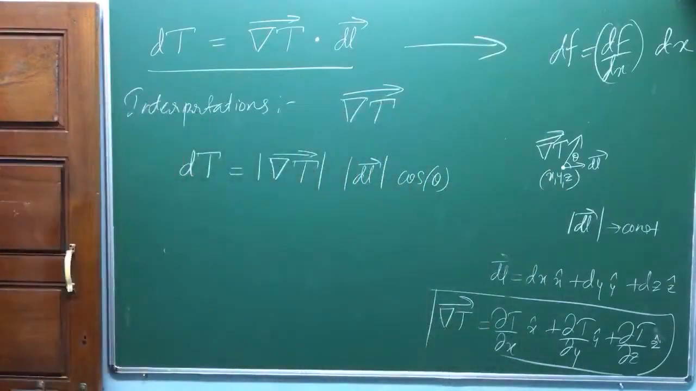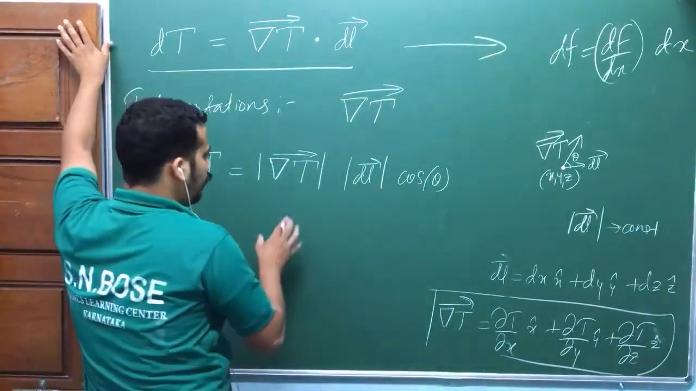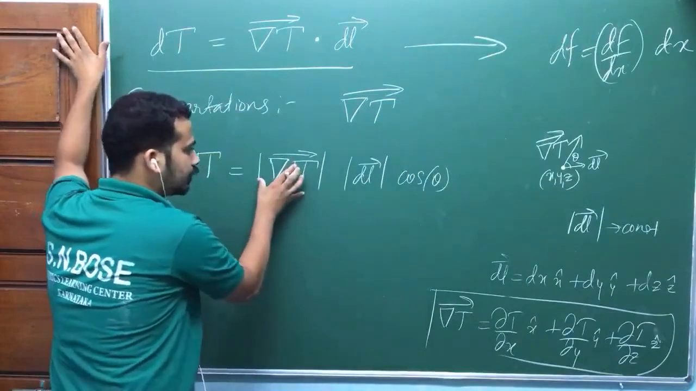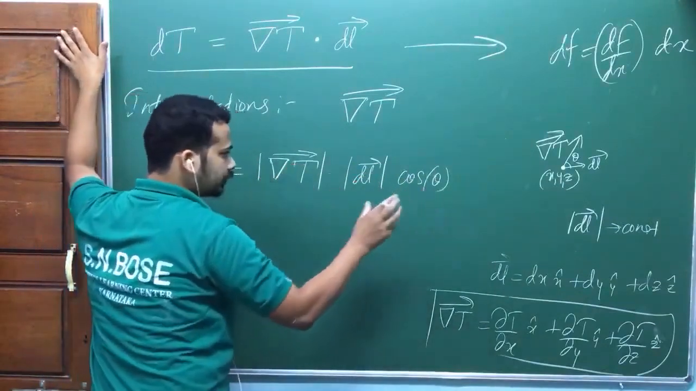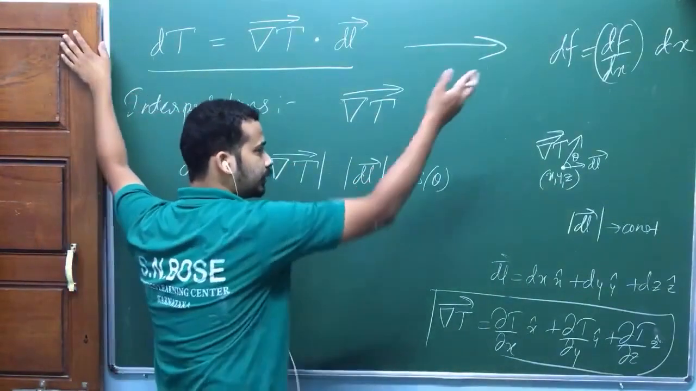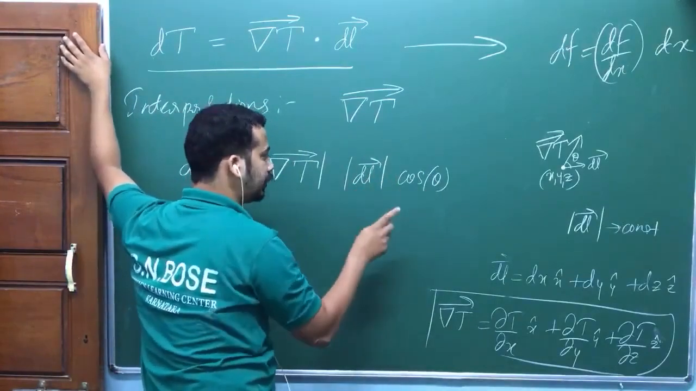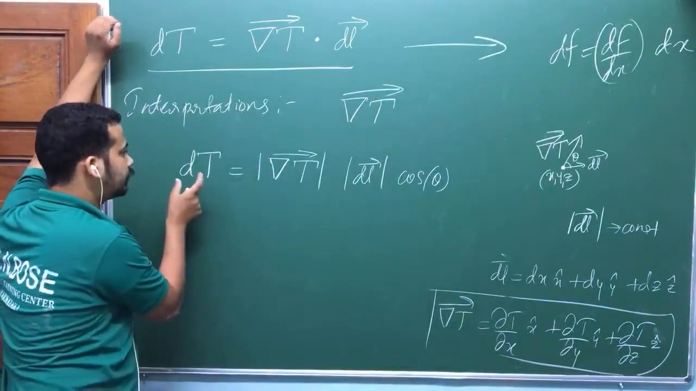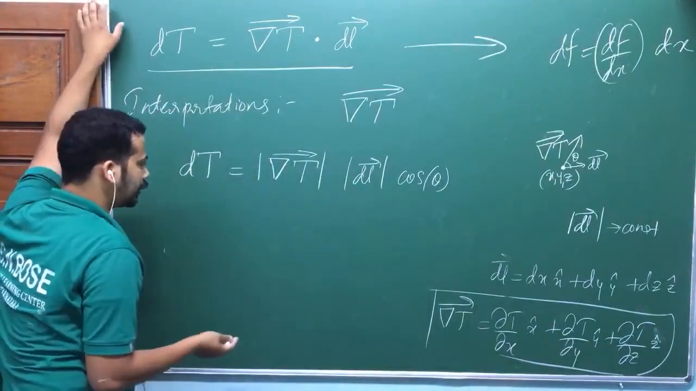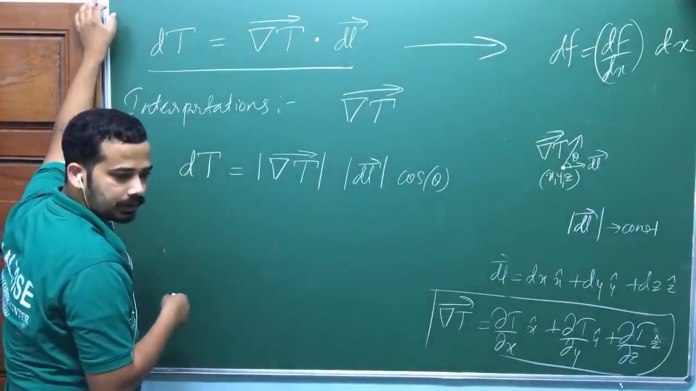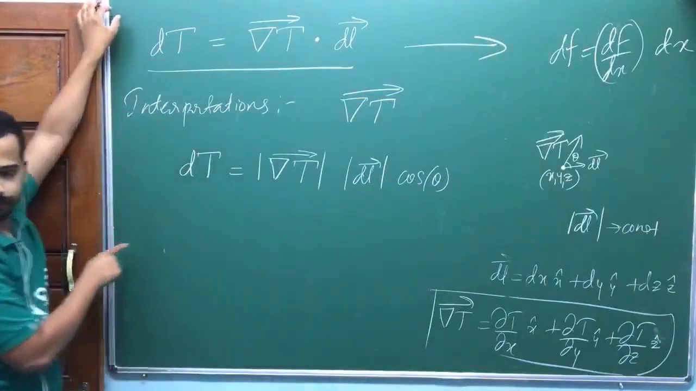Now look at here. At that point, this is constant, and this is usually constant, just like dx throughout our calculus. So what is variable? This theta is variable. You can move in a different direction. You can have a different change in T, am I right? Sometimes you can have a large change in T. Sometimes you can have a low change in T, isn't it?